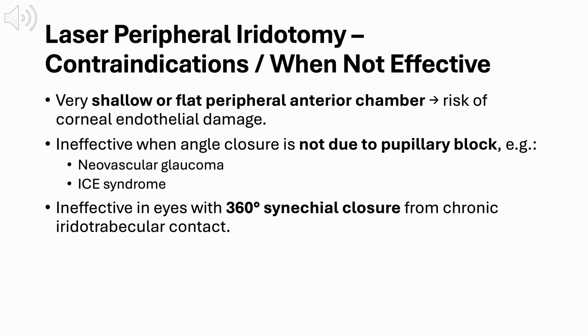There are a few situations where an iridotomy either isn't safe or simply won't help. If the peripheral chamber is extremely shallow or flat, you're working right up against the endothelium, and the risk of corneal injury is too high. More importantly, LPI won't fix angle closure that isn't driven by pupillary block. Neovascular glaucoma and ICE syndrome are classic examples. Here, the pathology is in the angle itself, so bypassing the pupil adds nothing. And once an eye has developed 360 degrees of synechial closure, the damage is structural and permanent. Opening the iris won't reopen that angle.